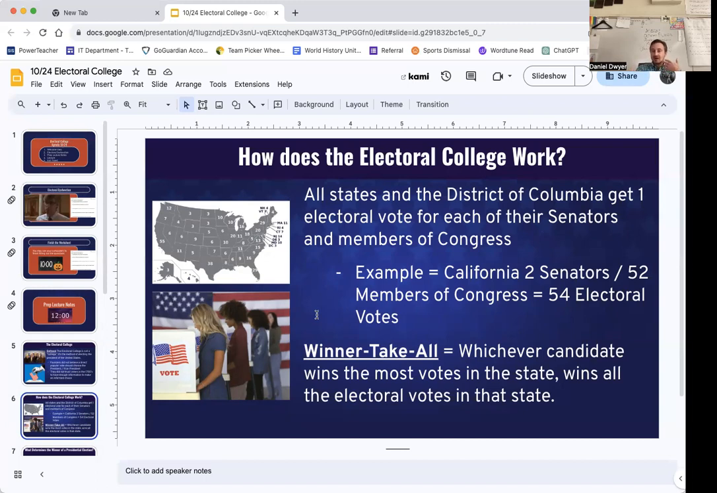Think of it like a point system. You need 270 points to win. If you get California, you get all 54 points. So it is a winner take all. Whichever candidate wins the most votes in the state gets all the electoral votes for that state.